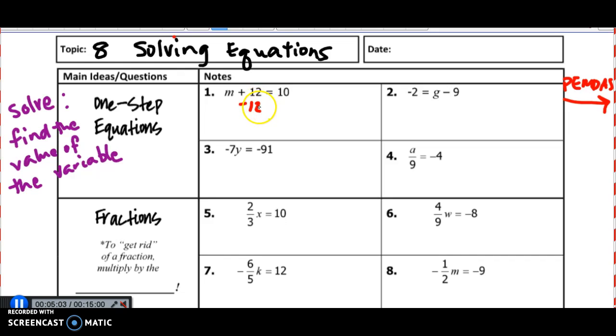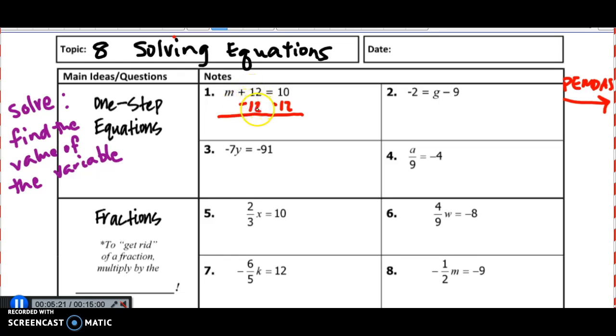And whatever I do to one side, I have to do to the other. So I subtract 12 from both sides of my equation. When I talk about sides, I'm using the equal sign as my divider. So I subtracted 12 from the left side and I subtracted 12 from the right side.